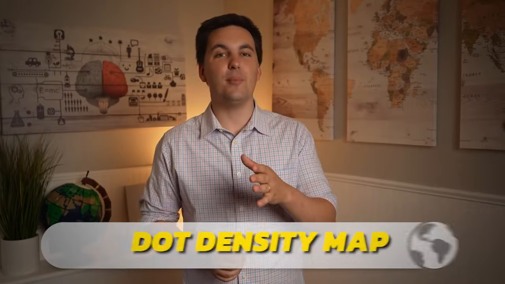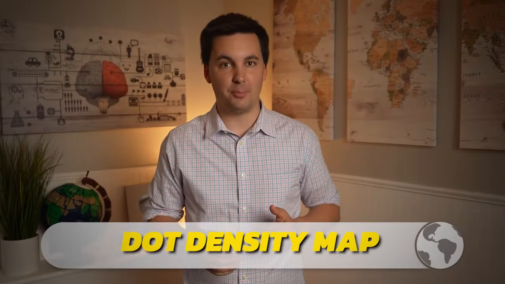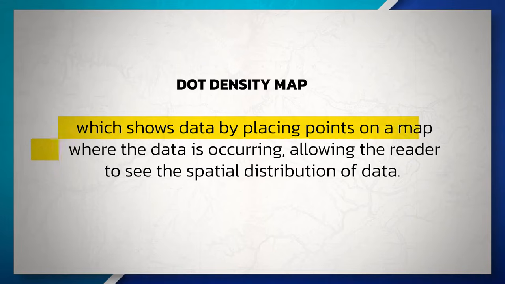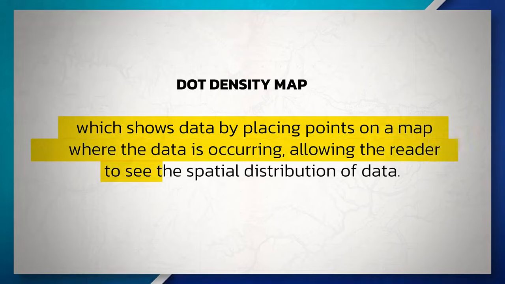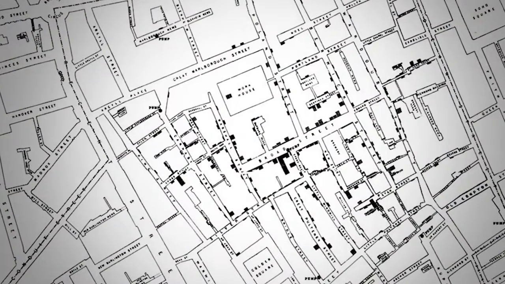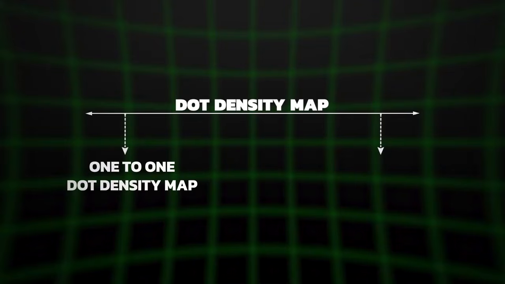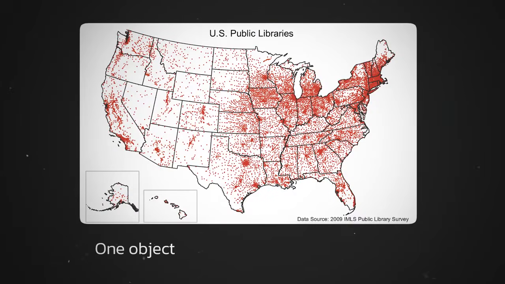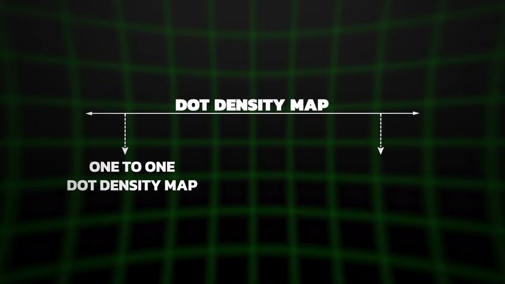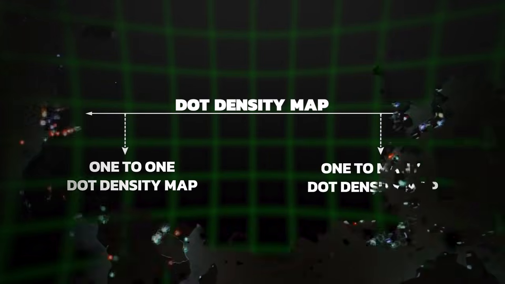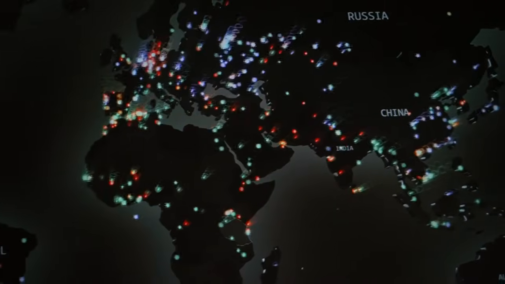map. The next thematic map we have is a dot density map, which shows data by placing points on a map where the data is occurring, allowing the reader to see the spatial distribution of the data. Generally, there are two types of dot density maps: a one-to-one dot density map, where each dot represents one object, item, or person, and a one-to-many dot density map, where one dot represents multiple objects, items, or people.